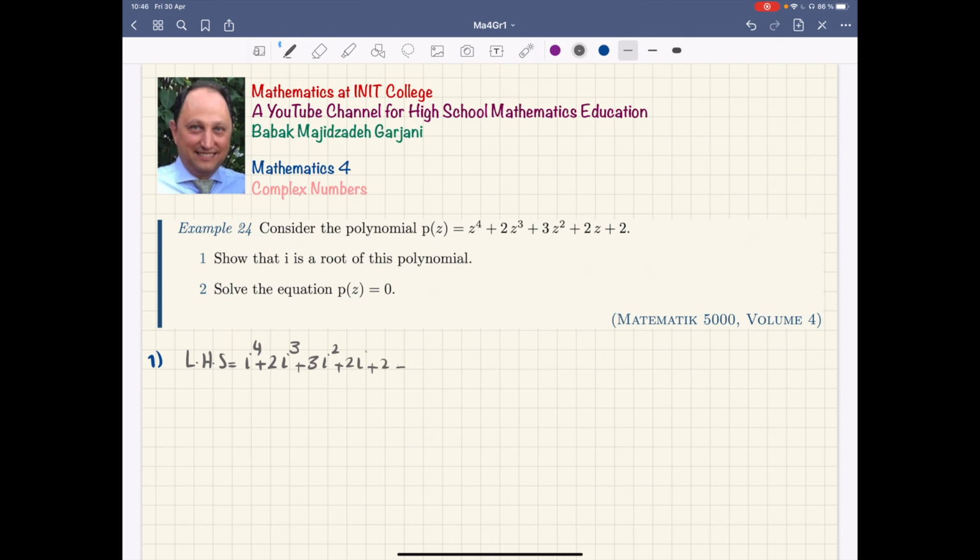Now, if I ask you what is I to the 4, I hope that you remember these things, so it becomes 1, but what is I cubed? It is minus I. What is I squared is minus 1. What is I is just I, and what is 2 is just 2. You see, this 2I and that minus 2I are cancelled. 2 minus 3 and 1 are also cancelled, so this is equal to 0. So this is equal to the right-hand side. Yes?